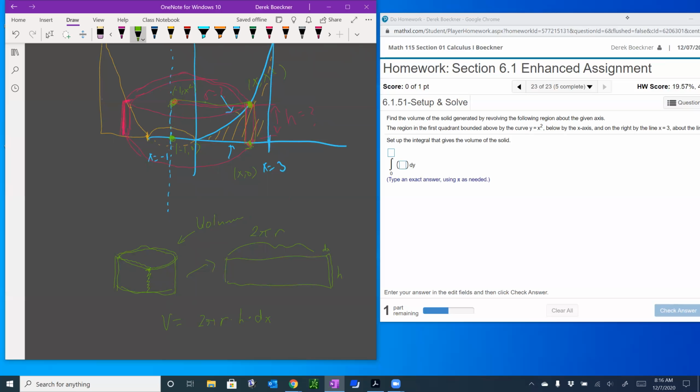So what is my radius? My radius is the distance from this point to this point, right? So that's going to be x minus -1, because the difference in x values this time gives me my radius. The x value at this point's x, the x value at this point's -1. That's x plus 1 equals the radius. And the height is going to be x squared minus 0, the difference in the y values. So my volume is going to be 2 pi times x plus 1 times x squared times dx. Are we good with that?